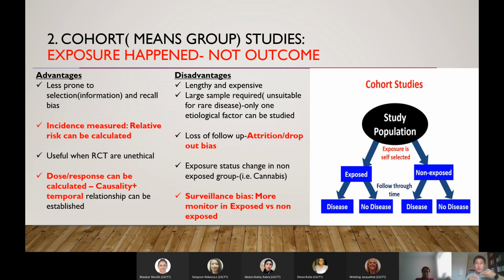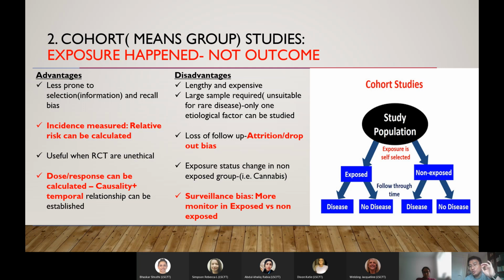Dose response means you can always calculate how much exposure causes the outcome. The disadvantage of this study is that it is lengthy. You don't know when the outcome is going to happen. Large samples might be required for rare diseases. The problem might be that the people who are exposed might just drop out of the study. And for example, if more surveillance is put on these people, the study might not be valid. So just to recap, some of the 5 or 6 different MCQs might come from cohort study.